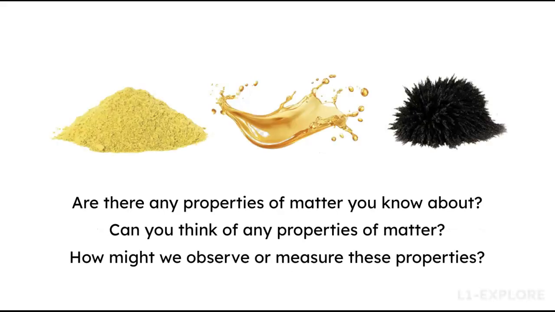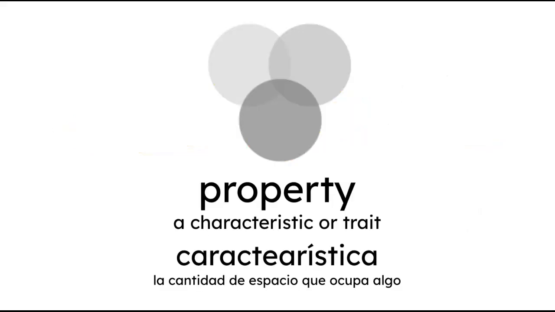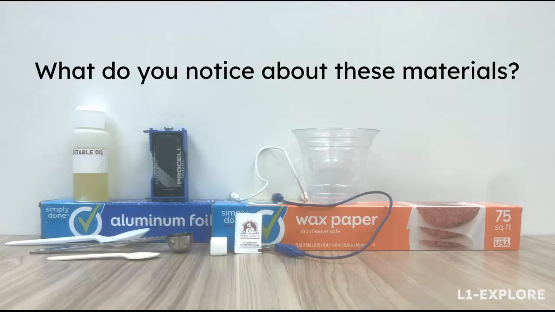For the Explore portion, you'll ask students if there are properties of matter they know and how they might observe or measure these properties. During the discussion, you can post and talk about the property vocabulary card. You'll then place students into groups and pass out the bags of materials and cups with water for students to investigate properties of materials.